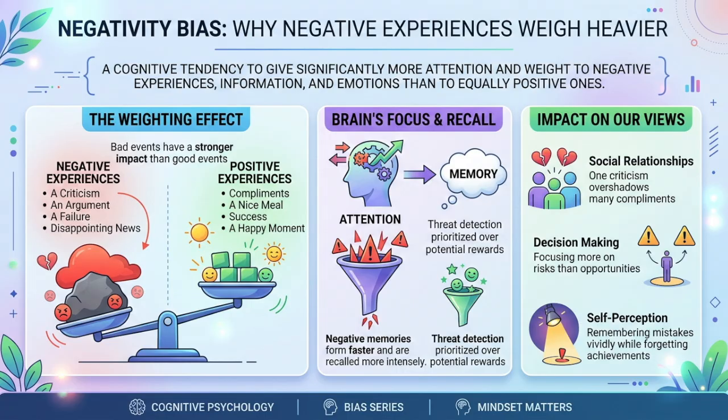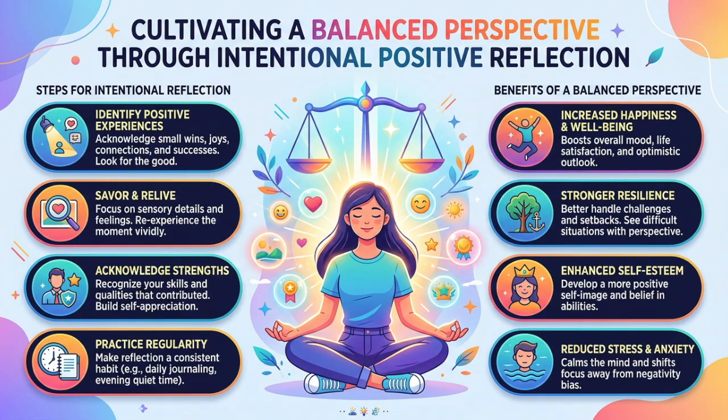Now we have the negativity bias. It's our tendency to give more weight to negative experiences, information, and emotions than to equally positive ones. A single criticism can outweigh 5 compliments. Bad news travels faster than good news. This bias evolved to keep us safe from threats. But in modern-day life, it can lead to excessive worry, pessimism, and poor decision-making. Intentionally reflect on positive experiences to create a more balanced perspective.